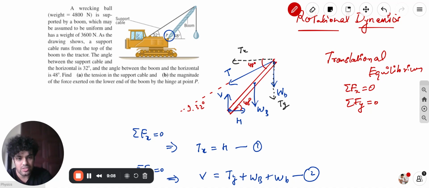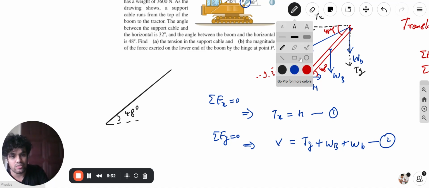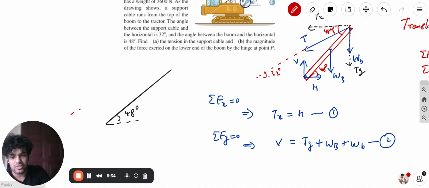Now we need to split tension into its x and y components. So we have to find out what this angle is. And if you look at it closely, that angle will be 32. Why? Let me just explain that. This is our scenario where this angle is equal to 48 degrees, right? And you have the tension force going this way.